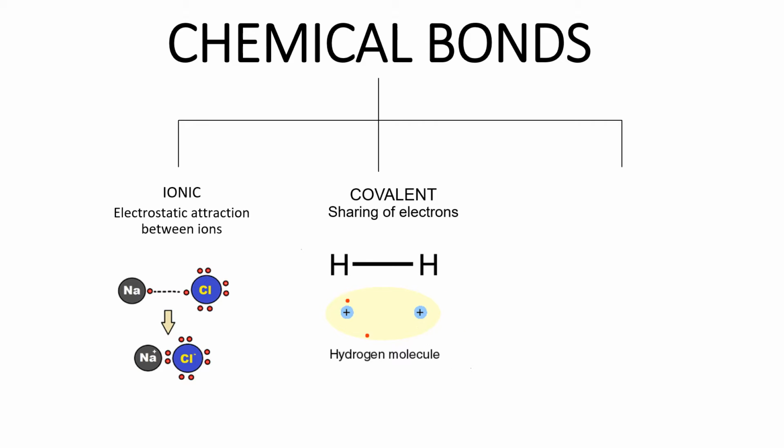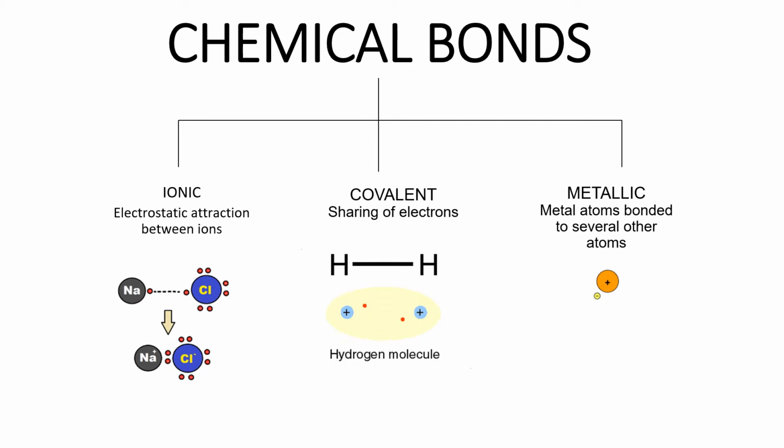A simple example of a covalent bond is hydrogen. In hydrogen, every hydrogen atom contains a single electron. These single electrons are shared between the two hydrogen atoms to form a covalent bond.